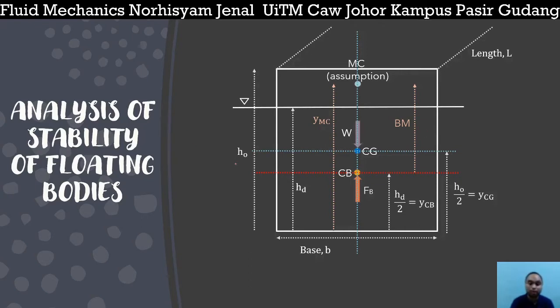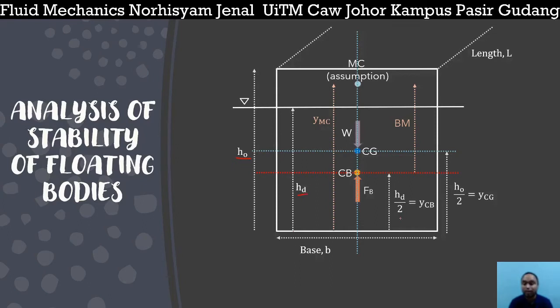The first one is called HO. HO is the height of the object from the bottom of the body to the top part of the body. The second one is HD, which is the location or the height from the bottom part of the body to the surface of the liquid. So HD over here is the height of displacement.